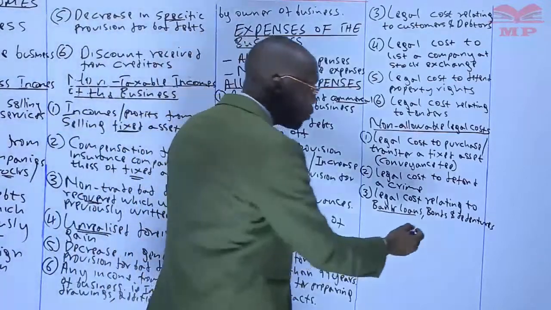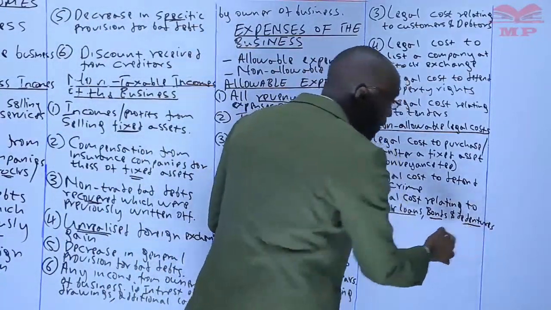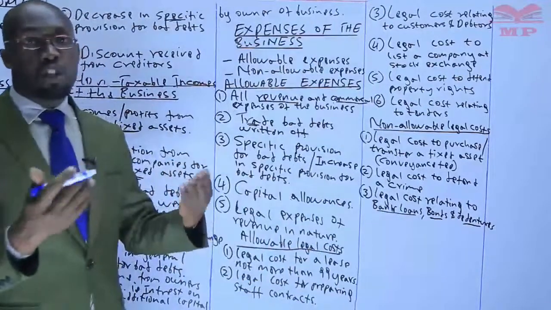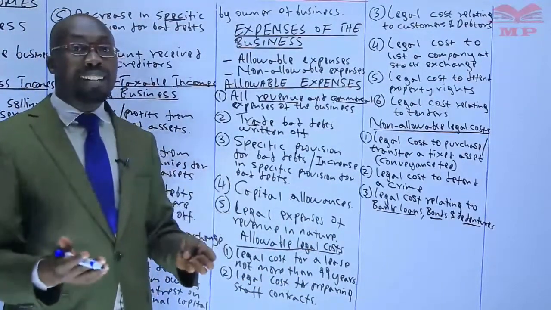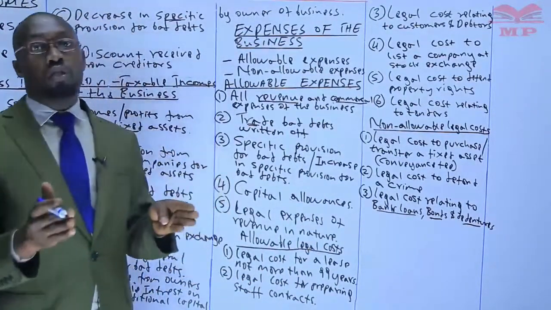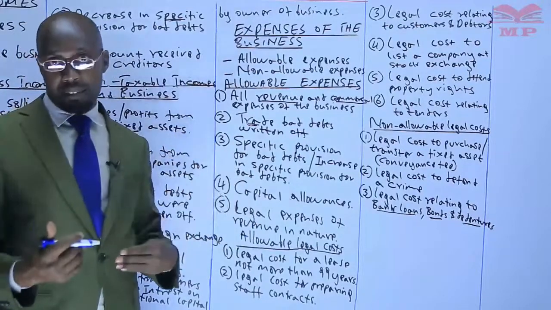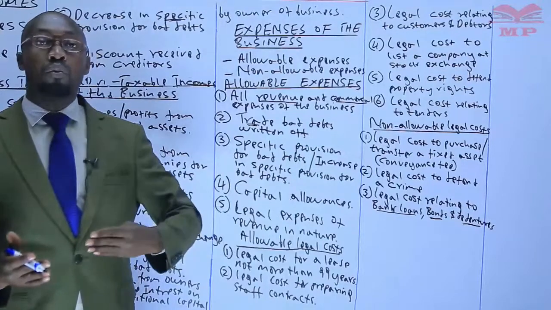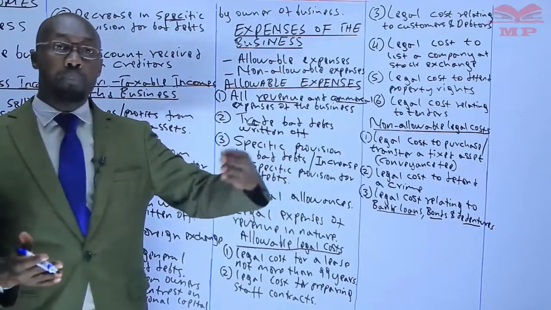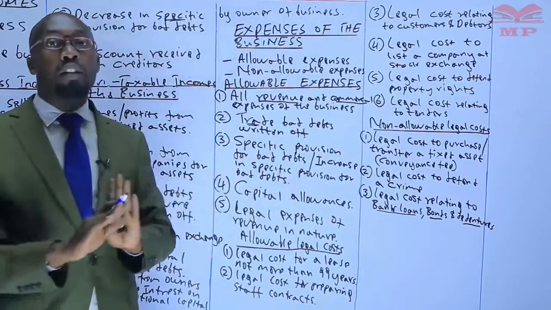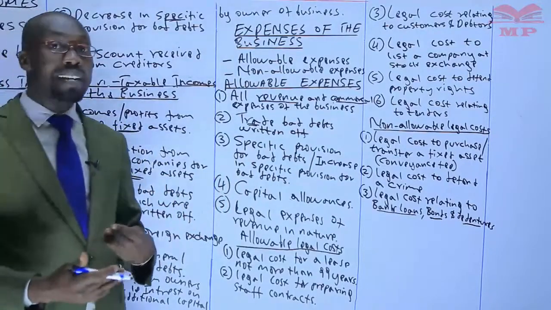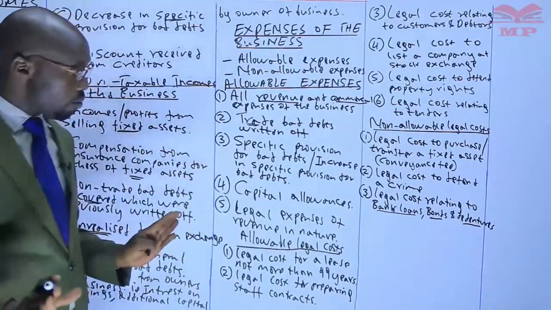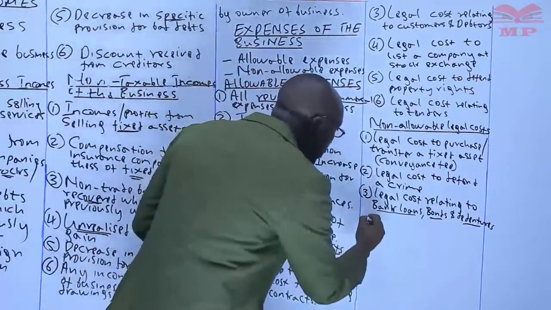The same case relates to bonds and debentures. When you hear companies issuing bonds, issuing debentures, they are taking loans from members of the public. And being loans, they are long-term. They will tell you they will pay you after 10 years or within a period of 10 years, 15 years. So the legal costs in the process of issuing those debentures and bonds are usually not allowable. After that, we have number 4.